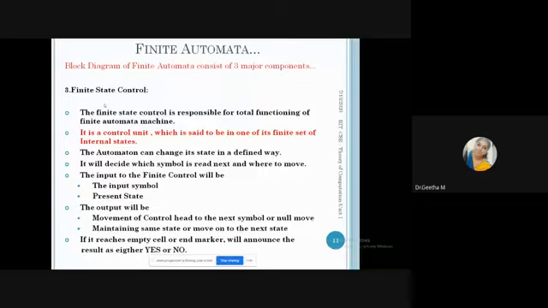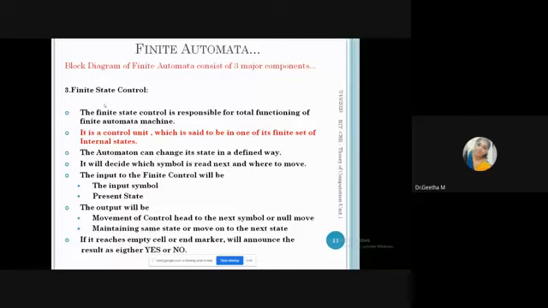So the third point, this automata can change its state in a defined way. This control unit, which is in any one of its finite set of internal states, can change its states in a defined way. That is why the rules are required here. According to the rules only, this finite automata can change its state. Then it will decide which symbol is read next and where to move. All those things will be given by the rules here.